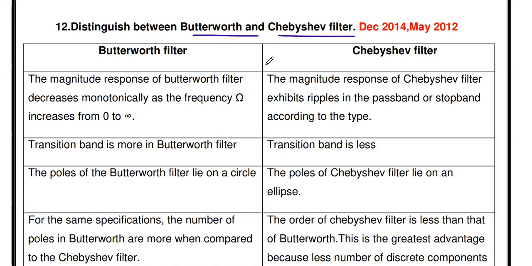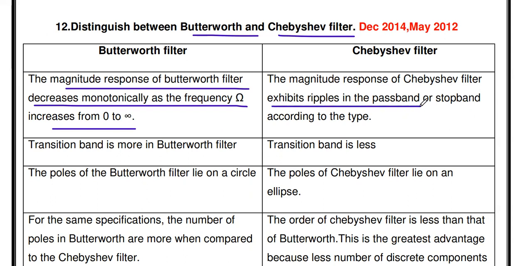We have to compare the Butterworth filter and the Chebyshev filter. Okay, so already we discussed them separately. Now we have to combine them. In the Butterworth filter, as you already know, the magnitude response decreases monotonically as the frequency increases from 0 to infinity. But in the Chebyshev filter, the magnitude response exhibits ripples in either the pass band or the stop band.